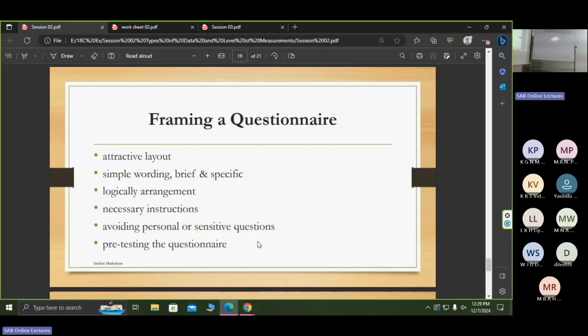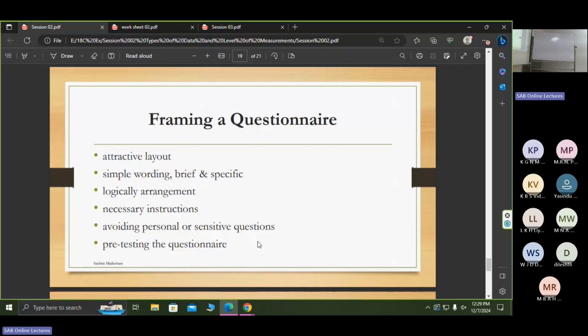Then we distribute our questionnaire to our friends or neighbors. Then we check whether these questions are clear to the respondents, and how they write the answers to these questions. Then we can collect the relevant answers.